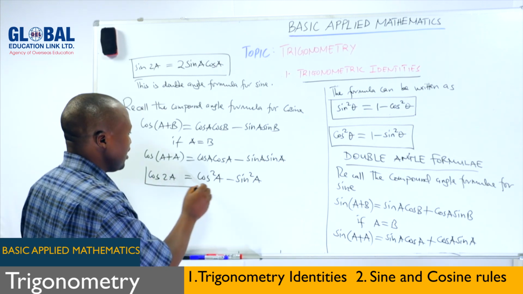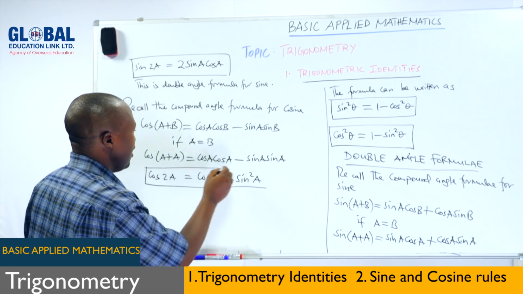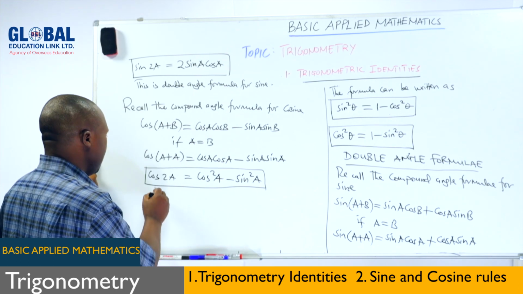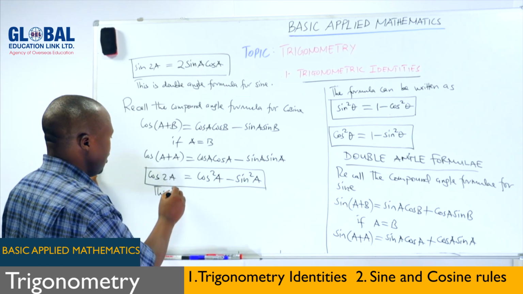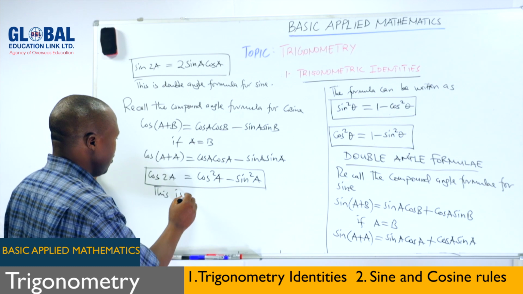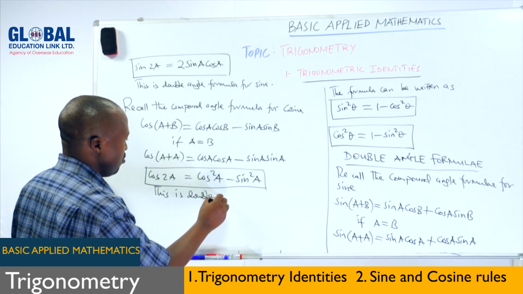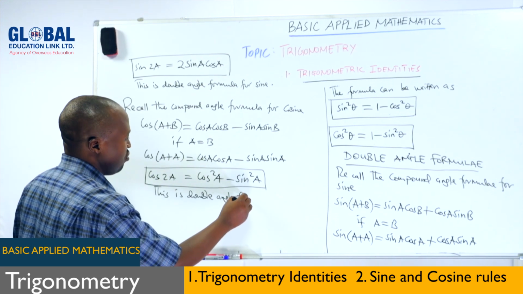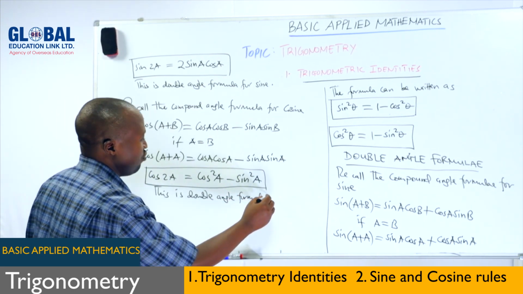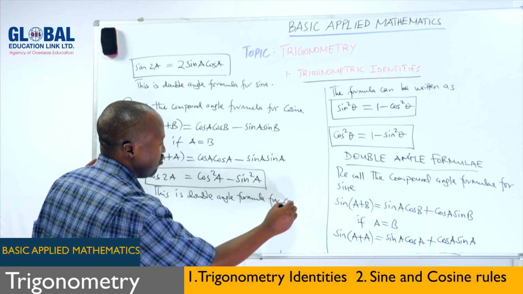This is another identity formula, and of course, we call this the double angle formula for cosine.